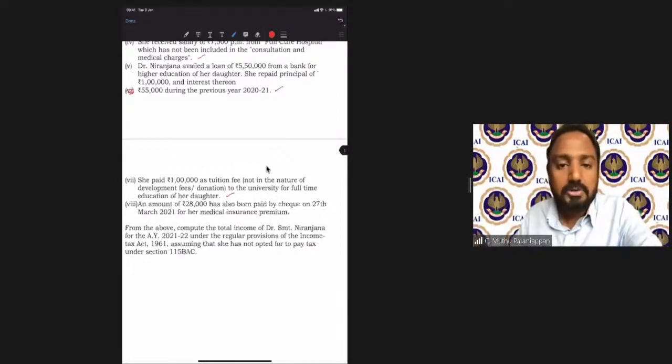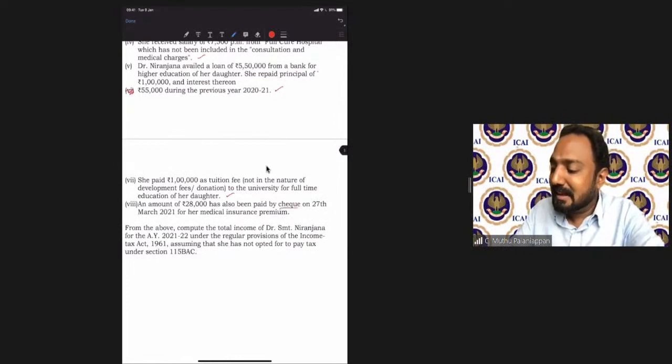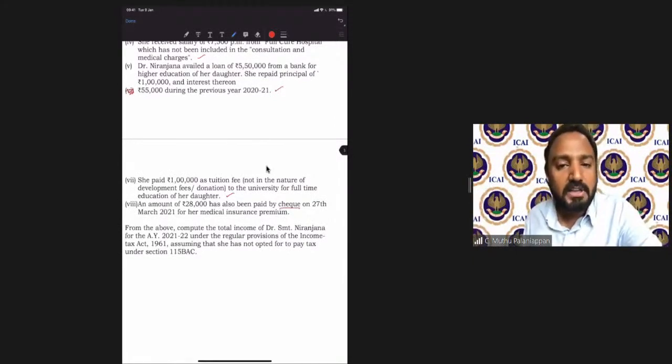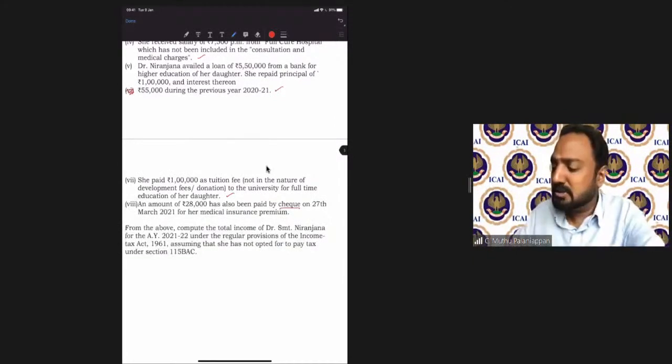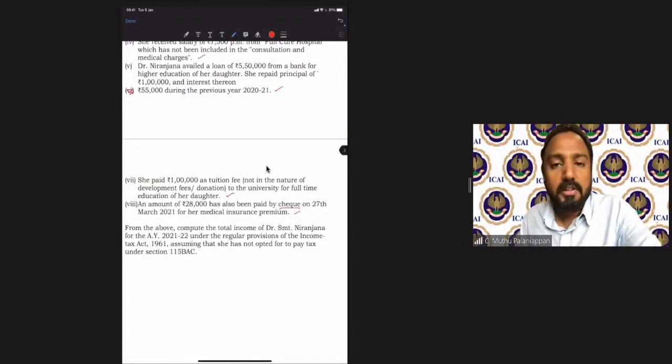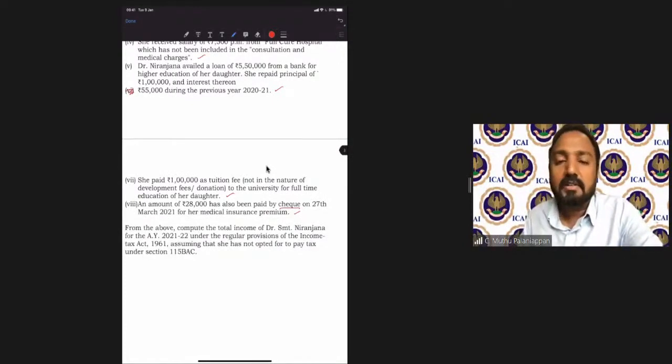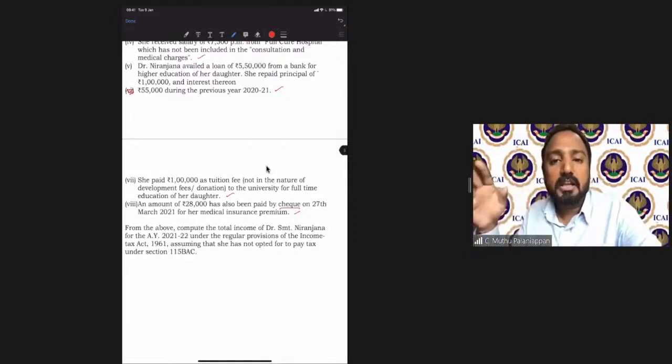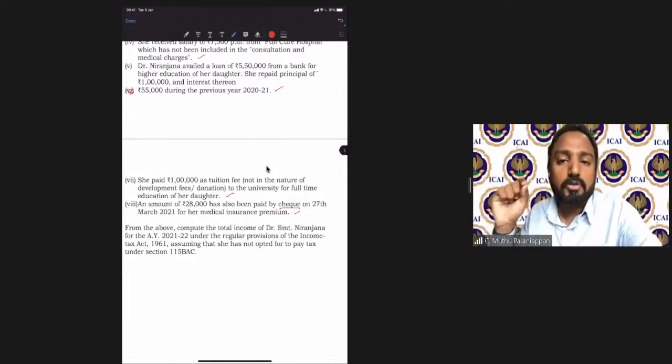An amount of 28,000 has been paid on a medical insurance premium. It says cheque. It does not say whether account payee cheque, but we can always assume it is an account payee cheque. We can always assume it is a bank mode. So as far as your 80D is concerned, it is not relevant whether it is account payee cheque or not. It is only relevant that it is not paid by cash. Only in your business or other sources, the provision specifically states it has to be through an electronic mode.